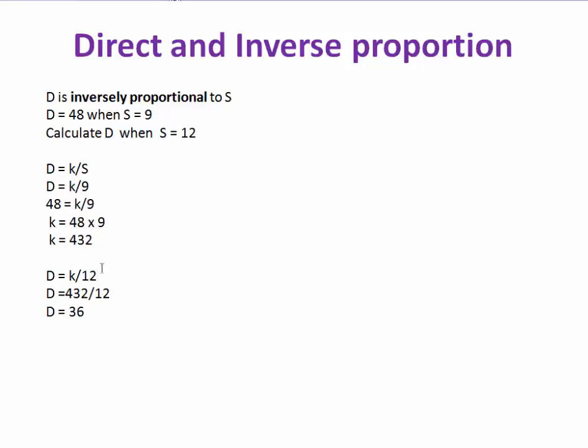Now we use that second part of the question. D equals K over 12, because we're told S is 12. D equals 432, because we just found our K, put that into our equation here. So D equals 432 divided by 12, D equals 36.